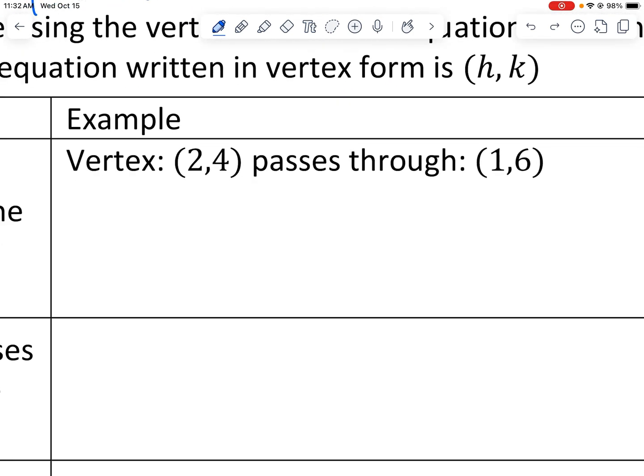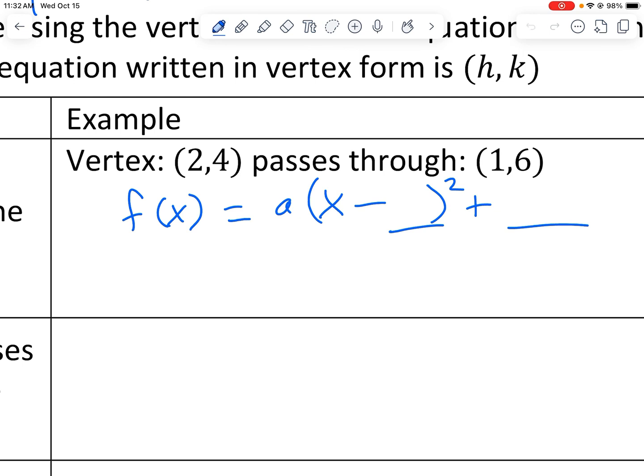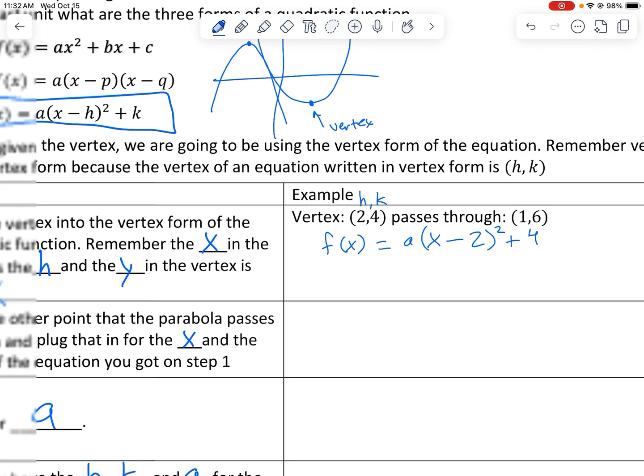So let's put some things in here. First step, we got f of x equals a times x minus h squared, and then plus k. So these are the first two blanks we're going to be putting in. Your vertex is in the form h comma k. And so here in this case, h is 2 and k is 4. So I'm going to put those two numbers in.